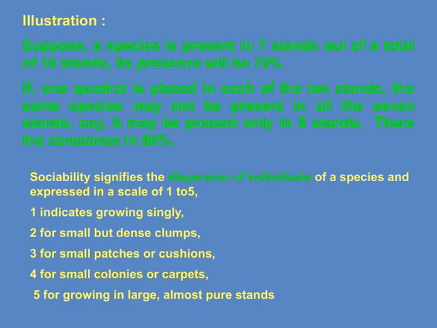And finally, a 5 signifies large, almost pure stands, where the species dominates large areas. This scale helps us understand not just how often a species occurs, but also how it is spatially arranged in its environment. This information is crucial for understanding ecological dynamics and the overall community structure.